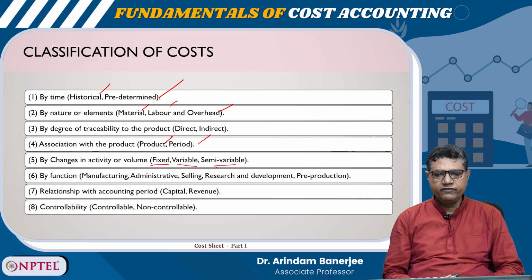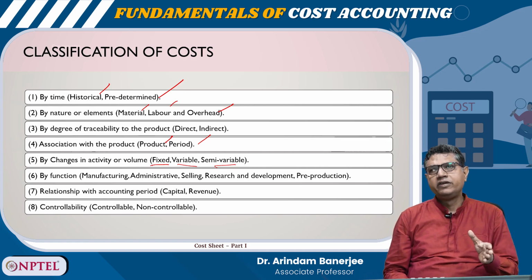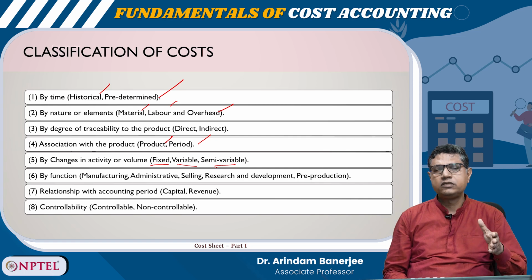So, on the basis of changes in activity or volume, if the cost changes, then we can classify it in three categories. First is the fixed cost. Fixed cost is the cost which doesn't change with the change in the level of activity. For example, rent paid for the office building: whether the company produces 100 units or 1000 units, the rent will be the same. So, it is a fixed cost.